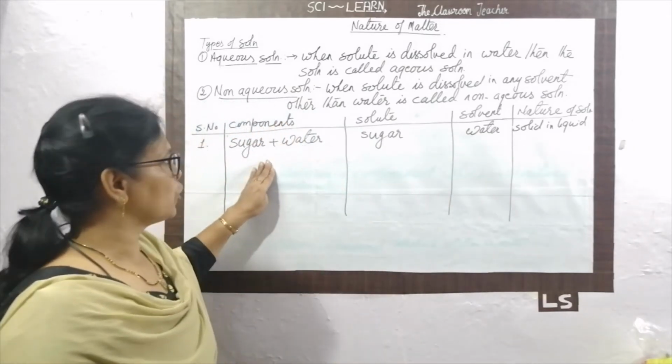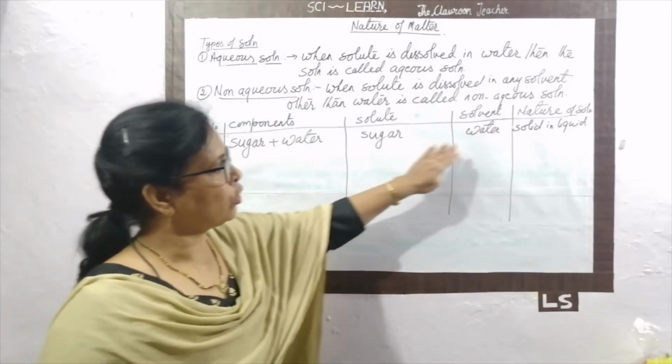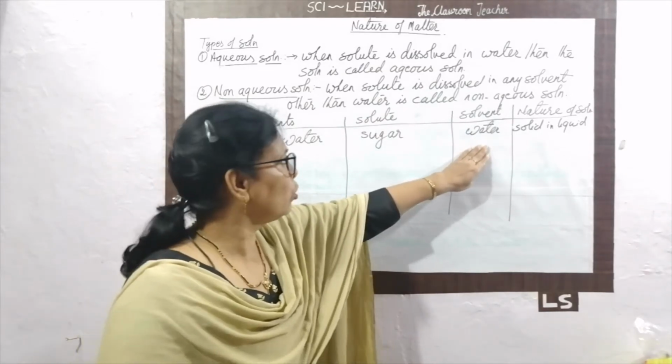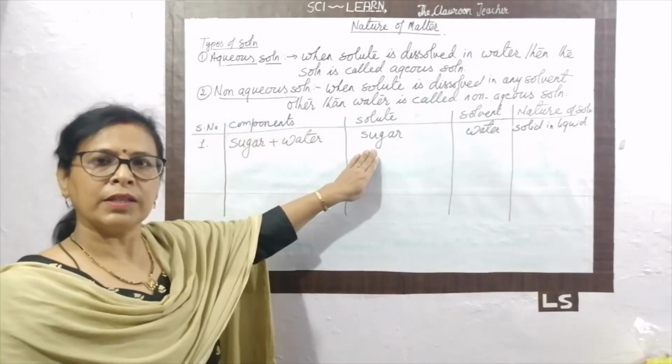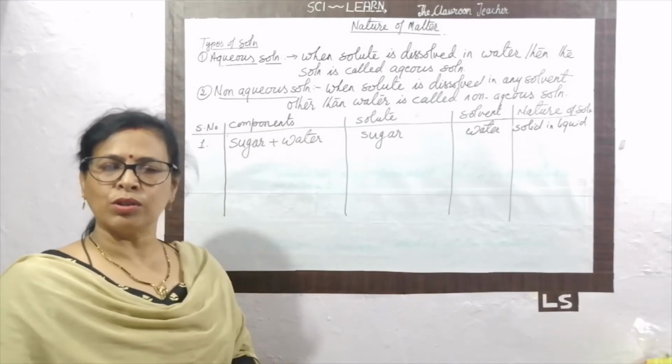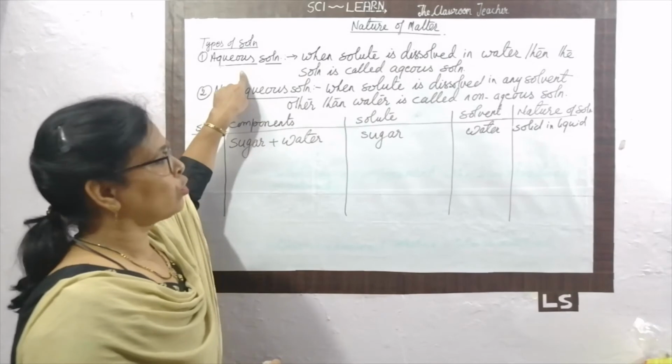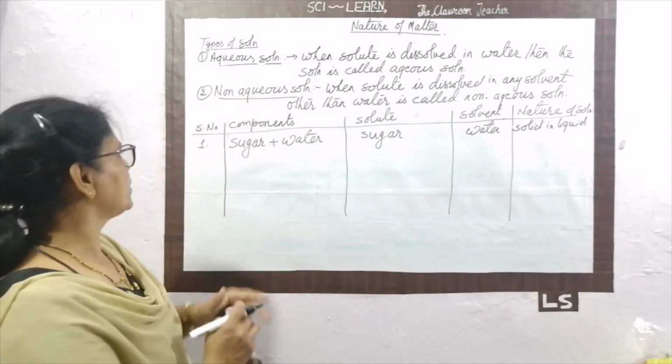What are the components? This is sugar and water. Sugar is dissolved in water. Water is always larger in quantity, so the quantity of the solvent is more. Sugar is always in the smaller quantity. It is the same as the salt solution. Because it is dissolved in water, it is an aqueous solution. It is aqueous in nature.